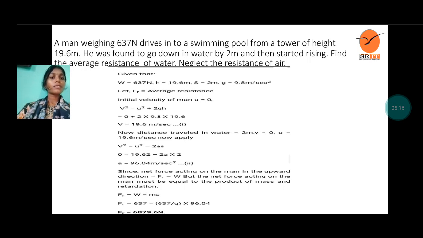Now apply v square is equal to u square minus 2aS. 0 is equal to u square minus 2a into 2, giving a is equal to 96.04 meters per second square. In the upward direction, the net force acting on the man is Fr minus W, but the net force acting on the man must be equal to the product of mass and acceleration. Fr minus W is equal to ma. Fr minus 637 is equal to 637 by g into 96.04. Fr is equal to 6879.6 Newton.